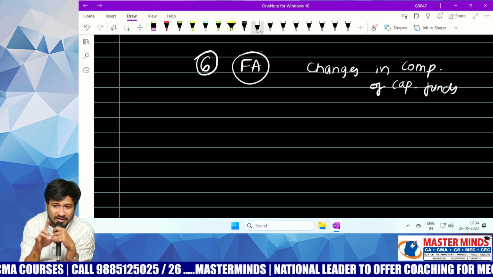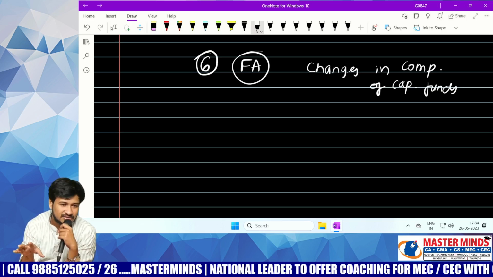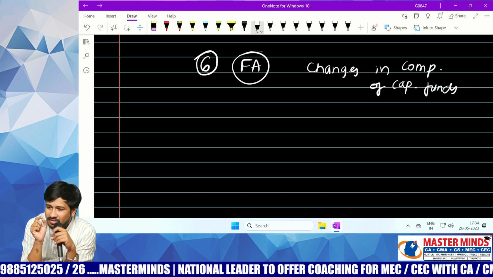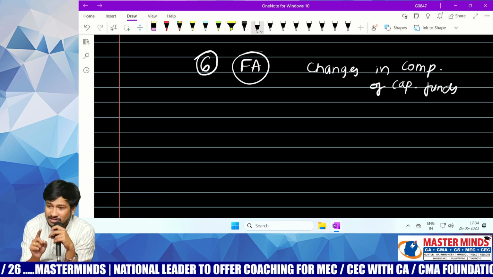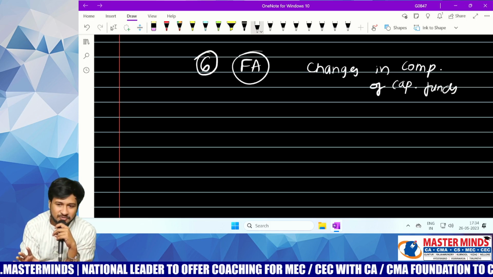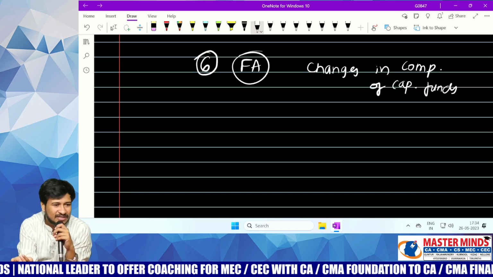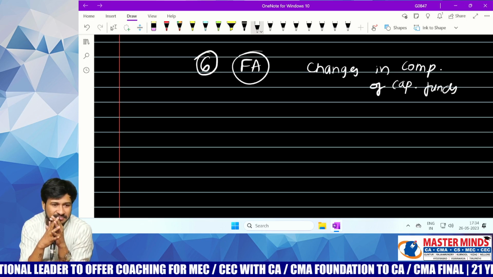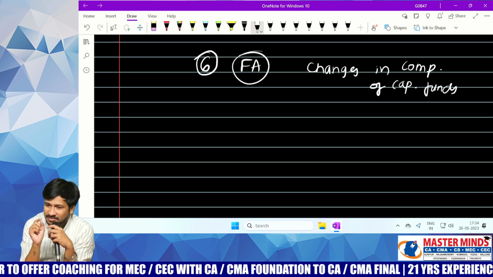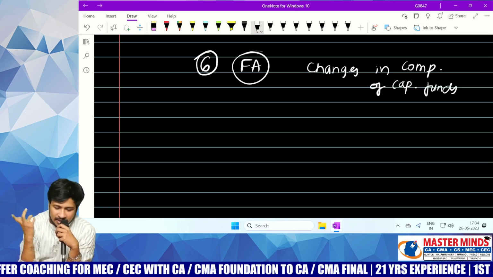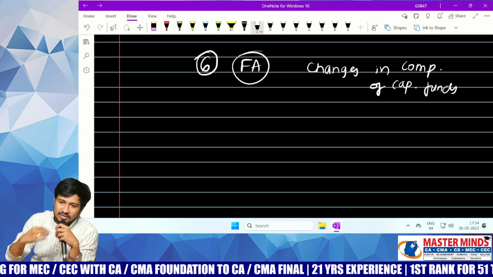Remember, my dear children, even though it is crash, there will be no compromise in teaching the concept at any cost. 1% difference will not be there for regular batch and crash batch in teaching the concept. Problems, there is a difference, because if it is a repetitive or basic problem, we will not teach that because we are having lesser time. But concept, no compromise. Not even a single percentage compromise in concept teaching. Anyways, coming back, changes in the composition of capital funds. Clear everybody?